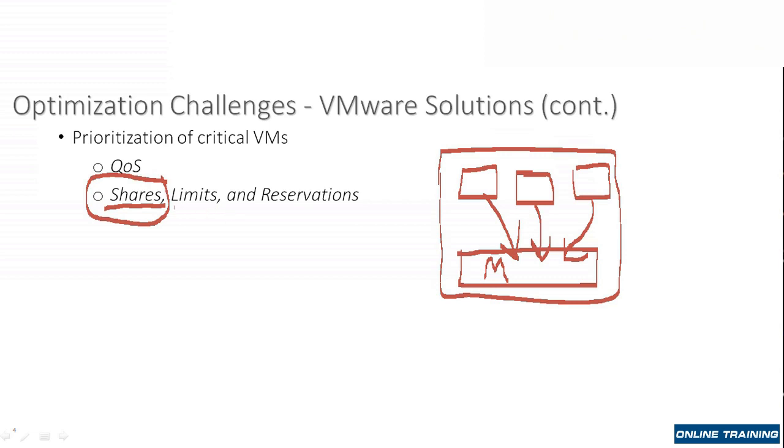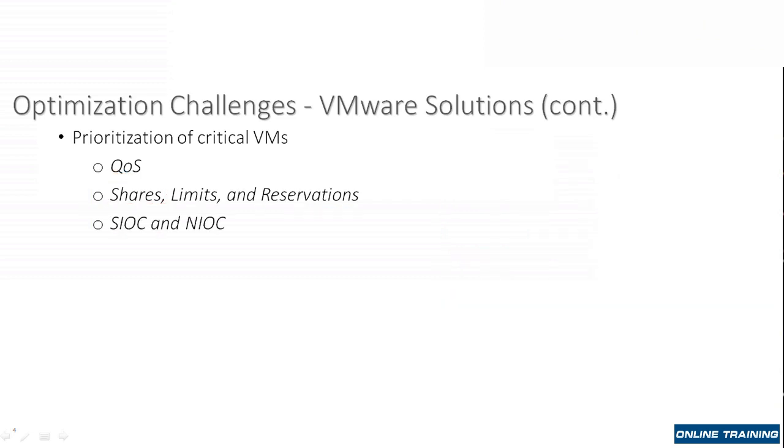So we have shares, we have limits, which basically just place a hard cap. Like, for example, you could set a memory or a CPU limit on a virtual machine. And we have reservations as well, which is a way to guarantee a virtual machine a specific amount of some physical resource. And then finally, we've got storage I/O control and network I/O control, which again allows us to prioritize critical VMs. And basically what these two are is shares, limits, and reservations, except for storage and network.